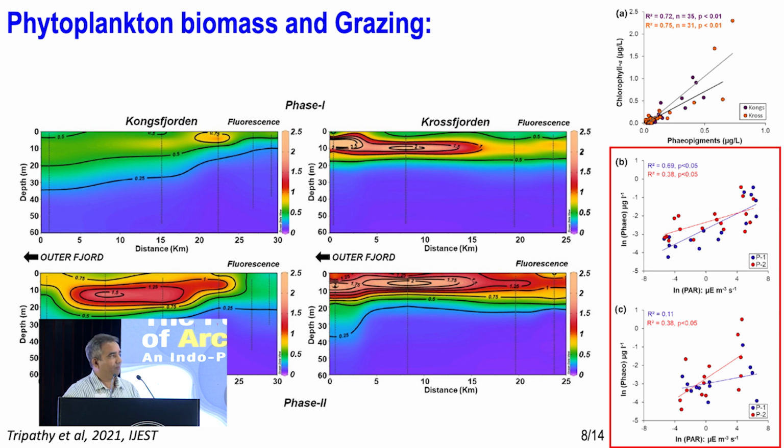So the regression figure shows that salinity and CDOM and turbidity have an inverse relationship. That means when the water is marine in nature, the concentrations of CDOM as well as the turbidity are less. That means the productivity will be much better towards the outer fjord compared to the inner fjord.